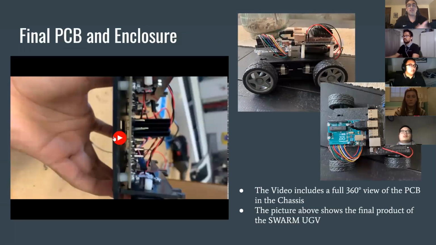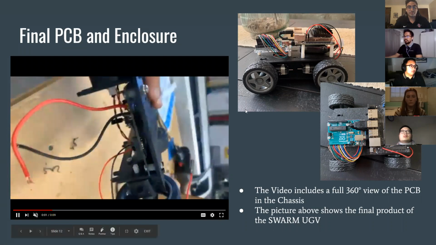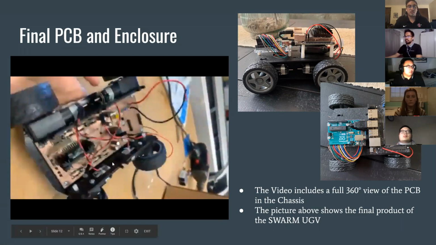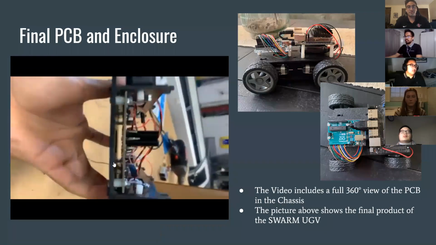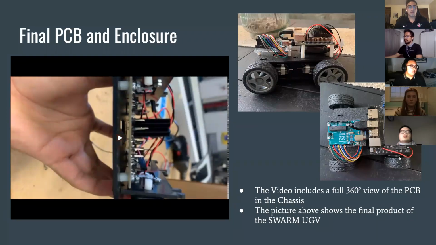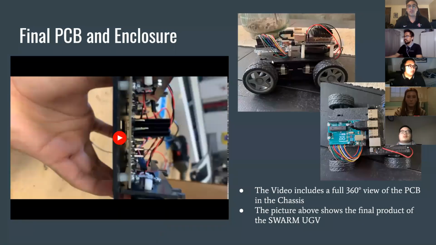Here we included a video which shows our PCB mounted in the rover chassis. As you can see, there are standoffs and screws holding the PCB in place. As well, on the top right are pictures to show our final product of the UGV with all the hardware mounted and connected. Each piece of hardware was mounted using non-conductive standoffs, which are secured to the rover chassis, and also the battery was zip tied to the chassis.